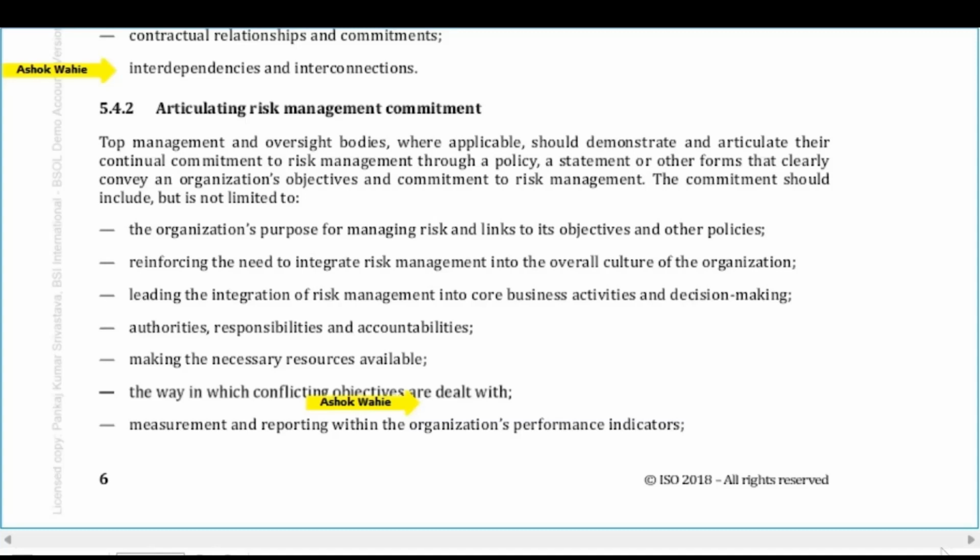Okay. Then a commitment for ensuring measurement and reporting. Now, measurement will be against your KPI. So, what are your key performance indicators? How are you measuring the achievement of your key performance indicators, taking into consideration the risk indicators? What is your policy on reporting within the organization's performance indicators? So, measurement against the risk indicators and comparing them with the performance indicators. So, KPIs versus KRIs. So, this should form a part of the commitment as a policy.